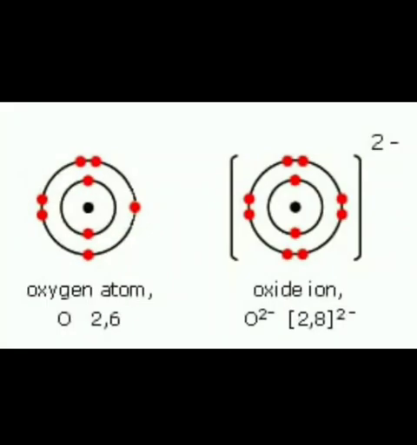Like this, another example, see here, oxygen. The atomic number of oxygen is 8, so the electronic configuration is 2, 6. In the outermost shell, 6 electrons are there. To achieve the stable electronic configuration, it requires 2 more electrons. So after gaining 2 electrons, it forms the oxide ion. And the electronic configuration of the oxide ion is 2, 8. That means in the outermost orbit it has 8 electrons, so it achieved the stable electronic configuration.